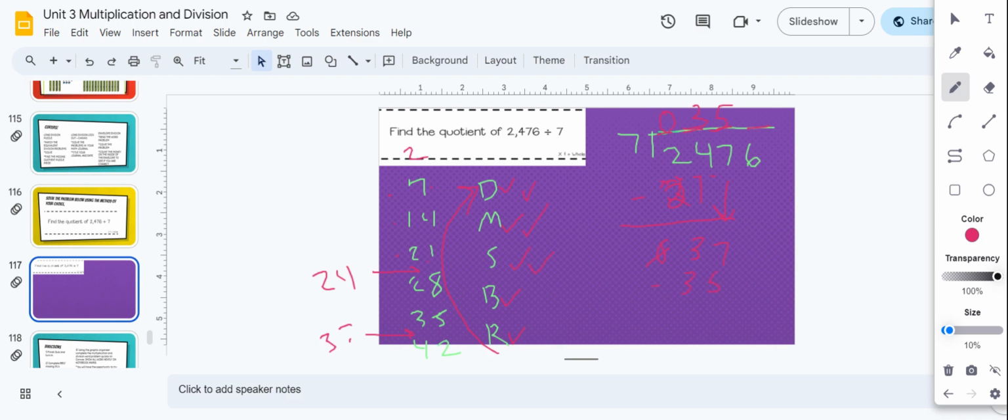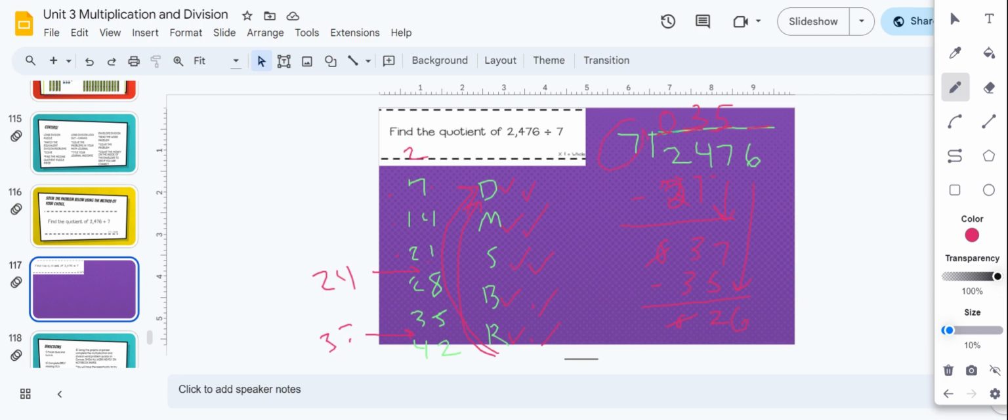Then I'm going to subtract. 37 take away 35. 7 take away 5. You have 2 and a 0. Then I'm going to bring down. I'm going to bring down my 6. And then I'm going to repeat, which means I'm going to go back up and divide again.